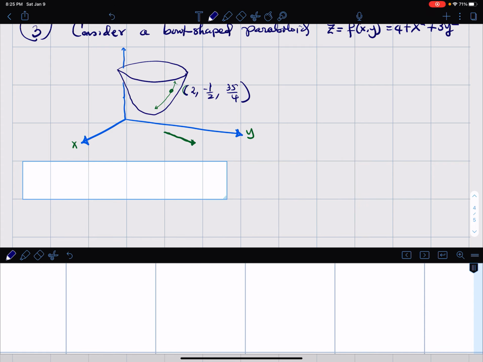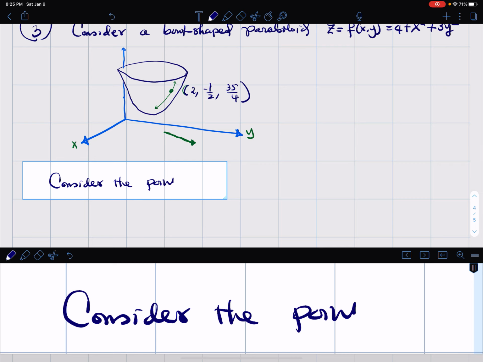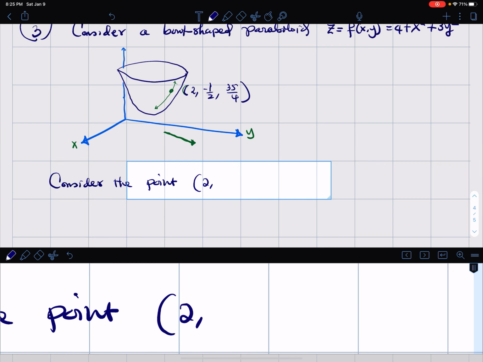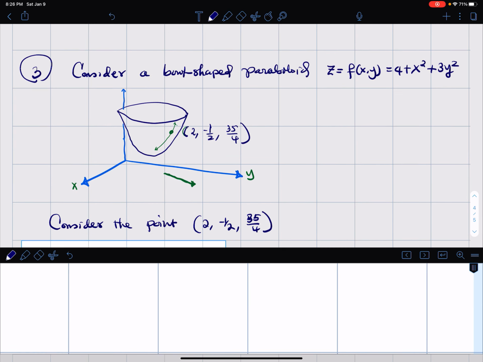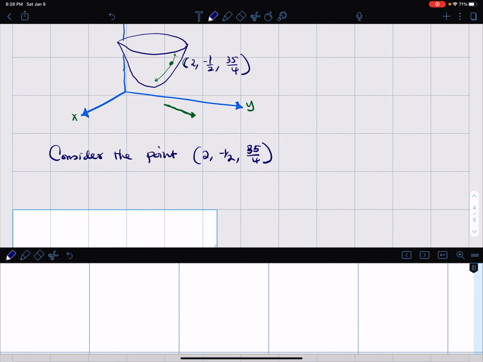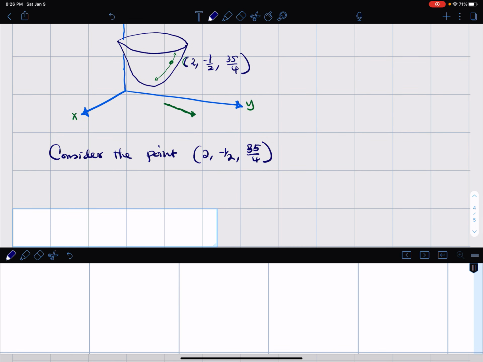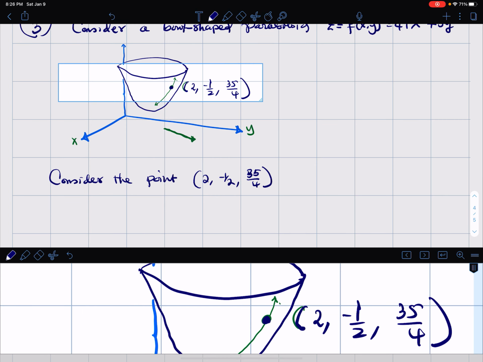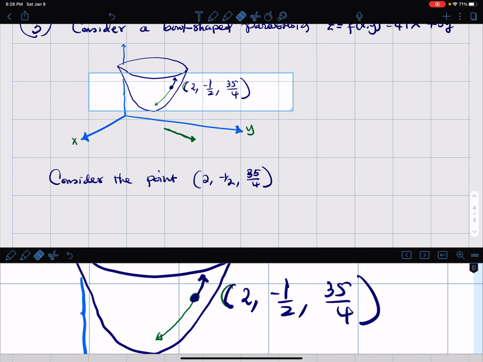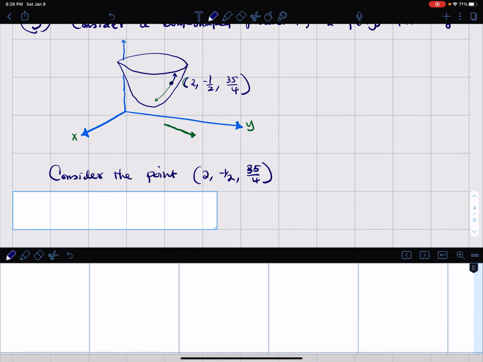Okay. So let's consider the point 2, negative 1/2, 35/4. I want us to compute the maximum rate of increase and the maximum rate of decrease if we are on this point, right? If we want to climb up the fastest, and if we want to go down the fastest, what direction do we take? That's all we're going to compute.